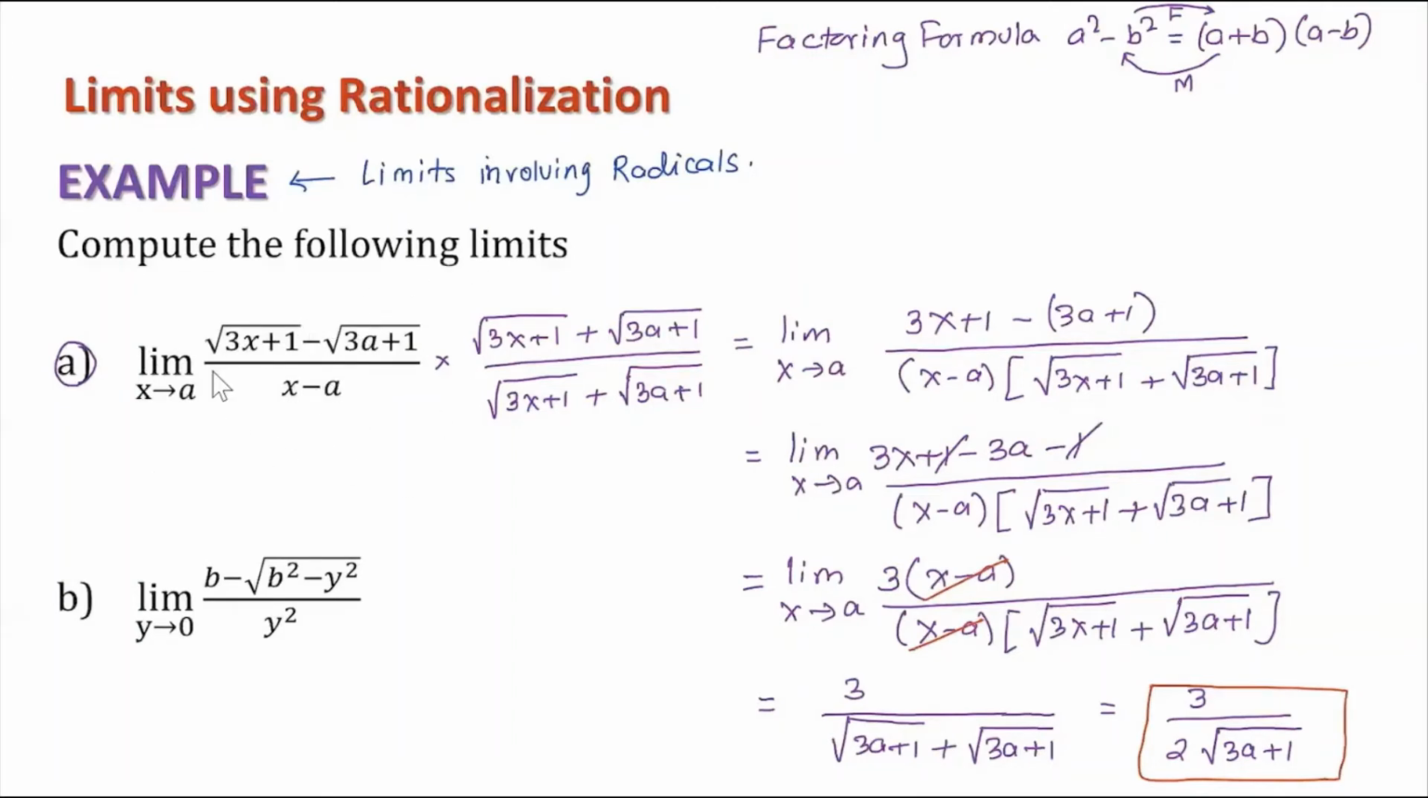Because we have a function involving a radical, when we tried direct substitution, the denominator was becoming 0. So we performed rationalization. By performing this rationalization, we were able to cancel the denominator. So no more 0 in the denominator as we had here. And we can perform the direct substitution to get the result. So that is the end of the first part.